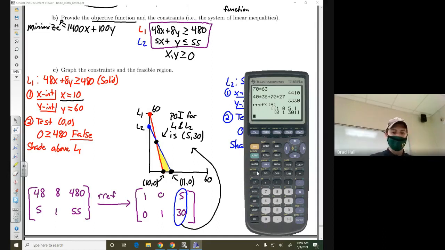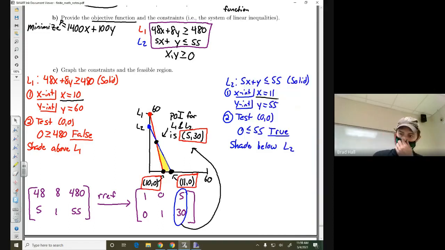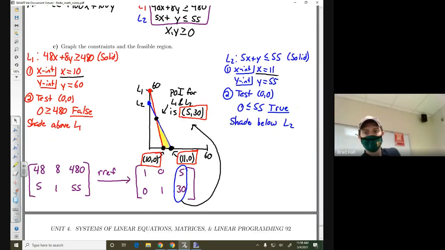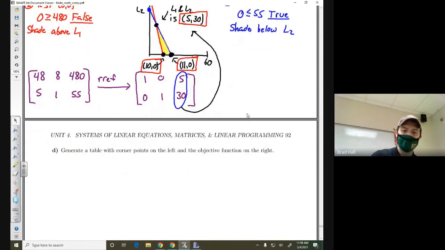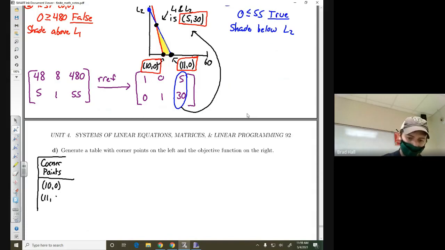And so we have 3 corner points here. 5, 30, 10, 0, and 11, 0. And so that's the information we derive from the graph. Now that we have the corner points, we can go ahead and generate the table. It involves the corner points, which there's only 3 of them, so a little bit less computation. 10, 0, 11, 0, 5, 30.